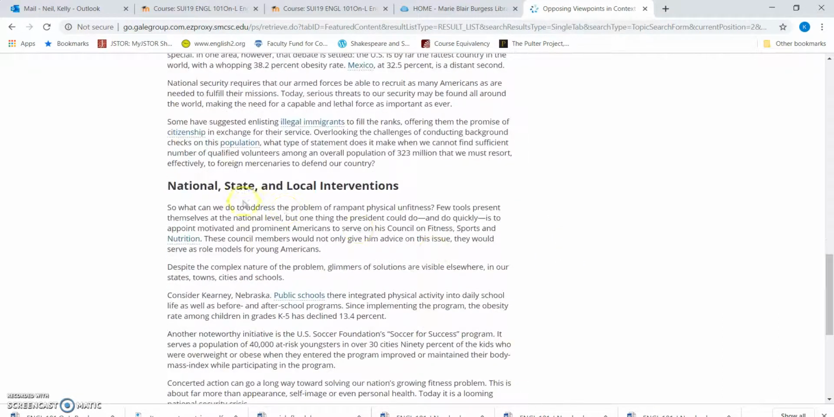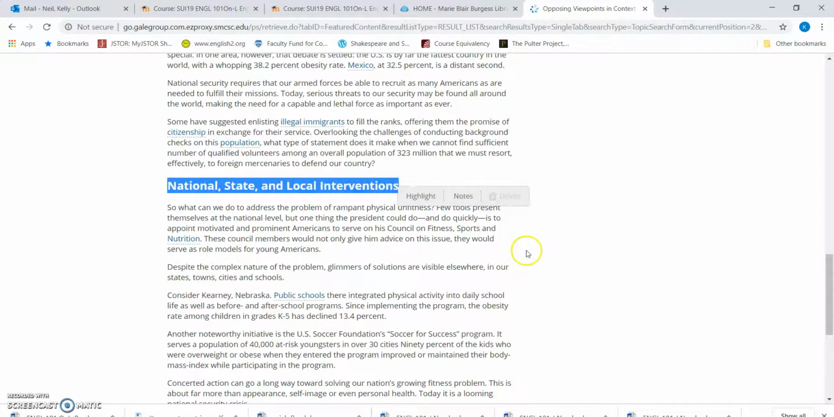And then the third section, national, state, and local interventions. Okay, so it seems like in this section, the writer is talking about some solutions, some things that we can do to intervene in this problem. So I'm going to ask myself, what interventions is he suggesting we should take? I answer that question in my notes.